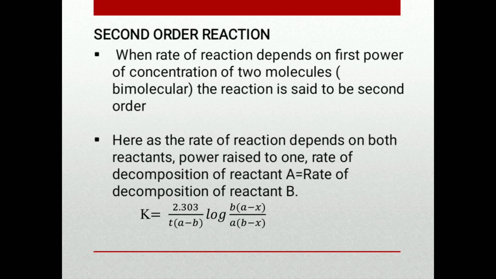Here it can be represented as K is equal to 2.303 upon t(a minus b) log of b(a minus x) upon a(b minus x). So this is all about second order reaction.